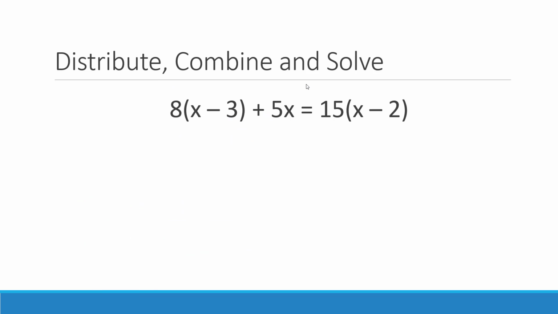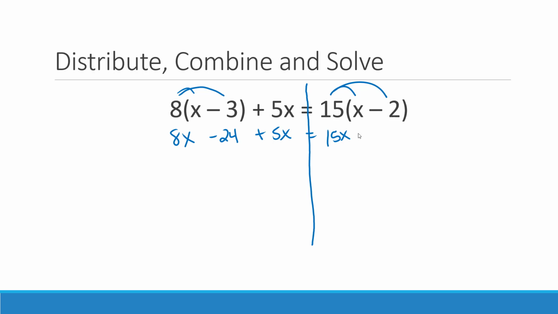Let's make it a little more complicated here. So we're kind of combining all the things we've learned so far together. We're going to distribute first, so we're going to get 8x minus 24 plus 5x is equal to, we're going to distribute the 15, so we're going to get 15x and then minus 30. Notice on this side I can combine 8 and 5 together. Again, I don't change the sign because they're on the same side of the equal sign. So we get 13x minus 24 is equal to 15x minus 30.